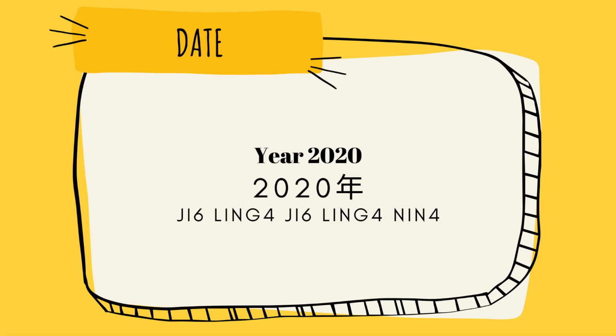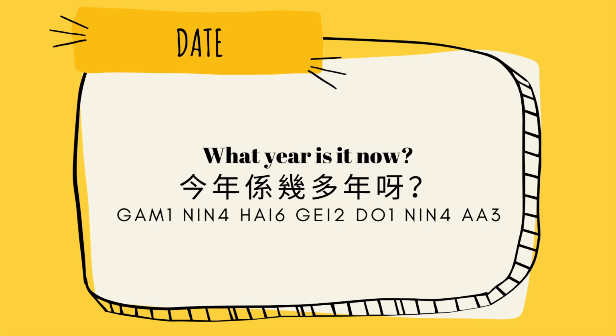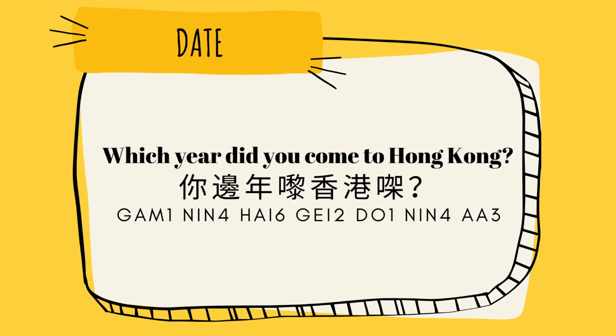2020, 2020年. To ask for year, you can say 今年係幾多年啊? What year is it now? Which is a weird question, I know, but here I want to introduce a phrase of asking 幾多. You can apply that to ask for month or date. Or another question, 你邊年嚟香港㗎? Which year did you come to Hong Kong?